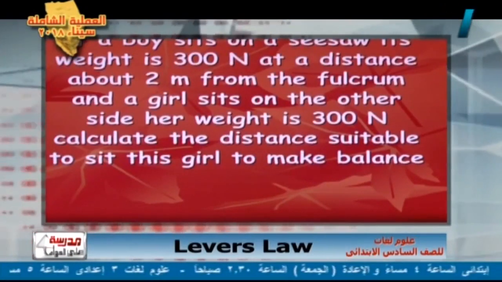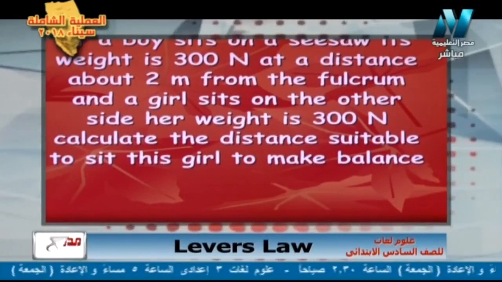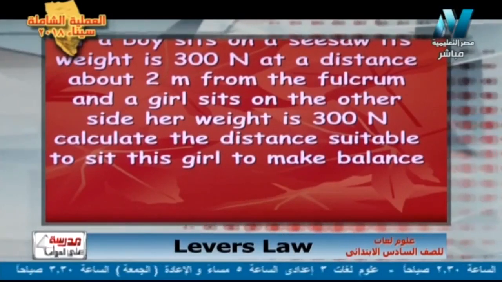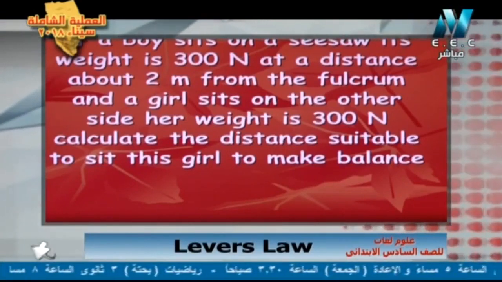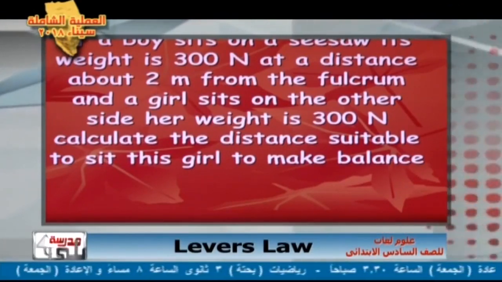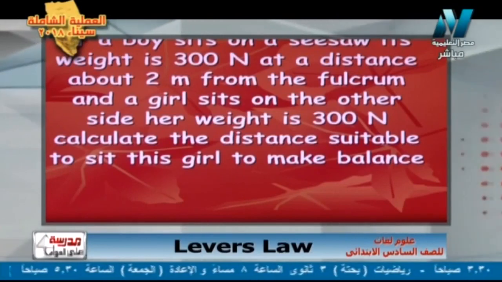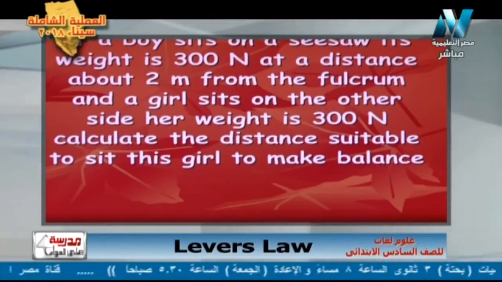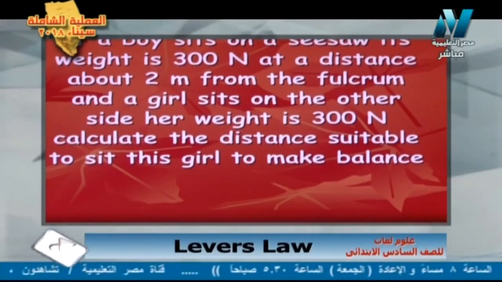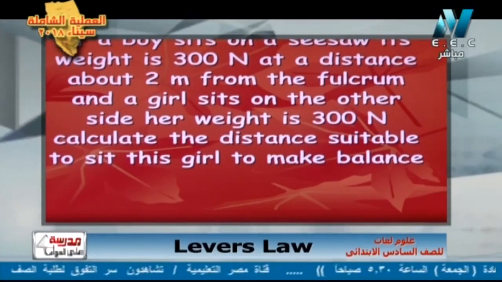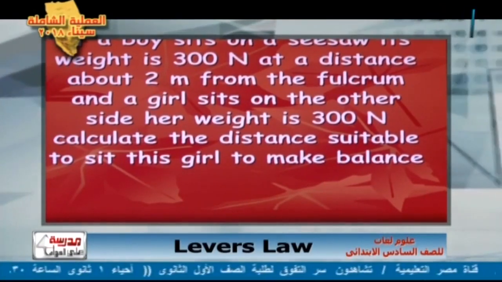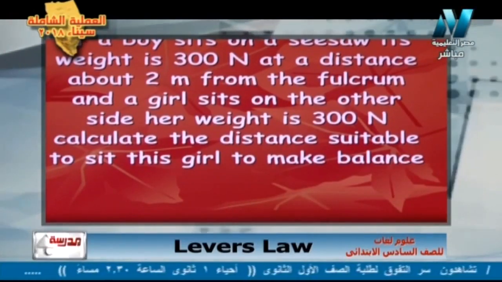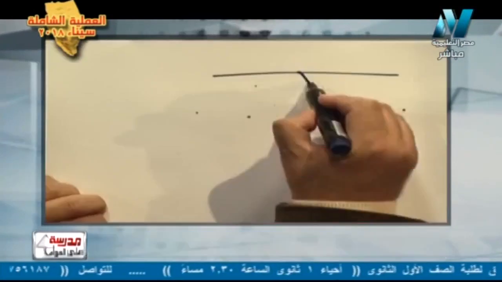Another problem. The problem says that a boy sits on a seesaw, his weight is 300 Newton, at a distance of 2 meters from the fulcrum, and a girl sits on the other side, her weight is 300 Newton. Calculate the suitable distance for this girl to sit to make balance. Here I have a problem similar to one from a little while ago, but maybe the values are a bit different. The idea is almost the same. Here I have a seesaw.